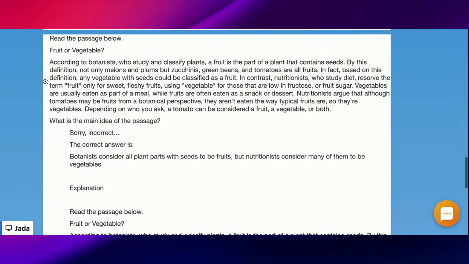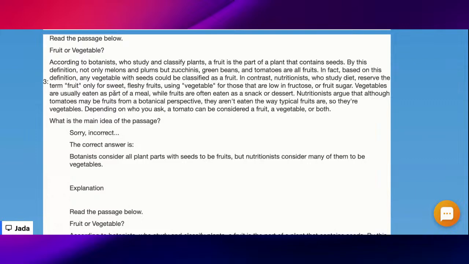So we also have this one: read the passage, fruits or veggies. This one is asking whether it's fruit or vegetables. According to botanists who study and classify plants, a fruit is the part of a plant that contains seed. By this definition, not only melons and plums, but zucchinis, green beans, and tomatoes are all fruits. In fact, based on this definition, any vegetable with seed could be classified as a fruit. In contrast, nutritionists who study diets reserve the term fruit only for sweet, fleshy fruit, using vegetable for those that are low in fructose or fruit sugar.